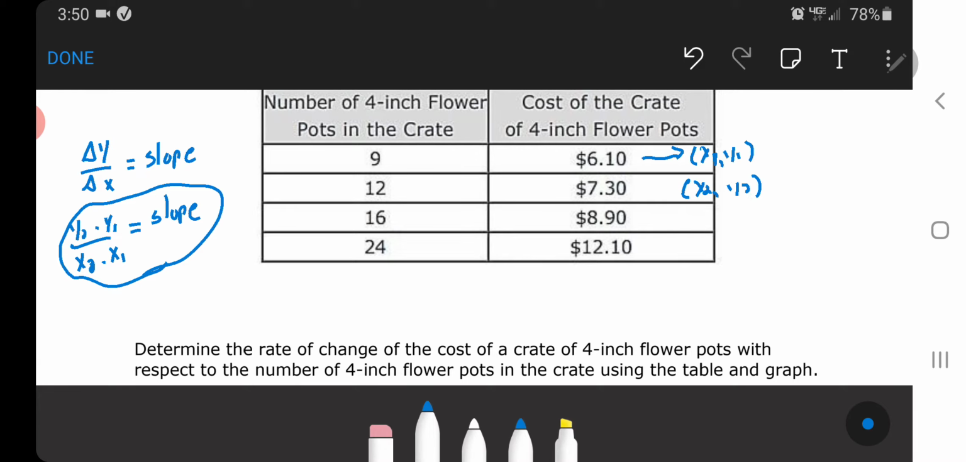Okay, so using that, we go m equals y2 minus y1 over x2 minus x1. Looking at my y2, I see it as $7.30, only because I'm letting it represent y2, so $7.30 minus my y1, which in this case right here is $6.10, once again because I'm letting it represent that, over my x2, which in this case I'm letting it be 12, minus my x1, which once again in this case I'm letting it be 9.